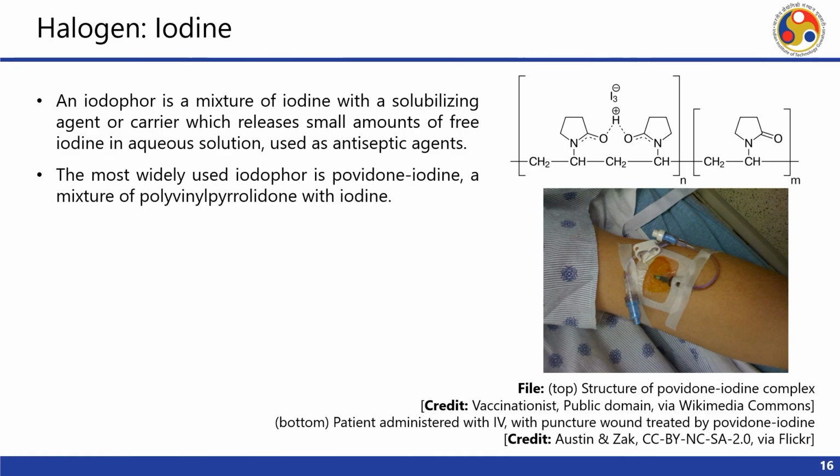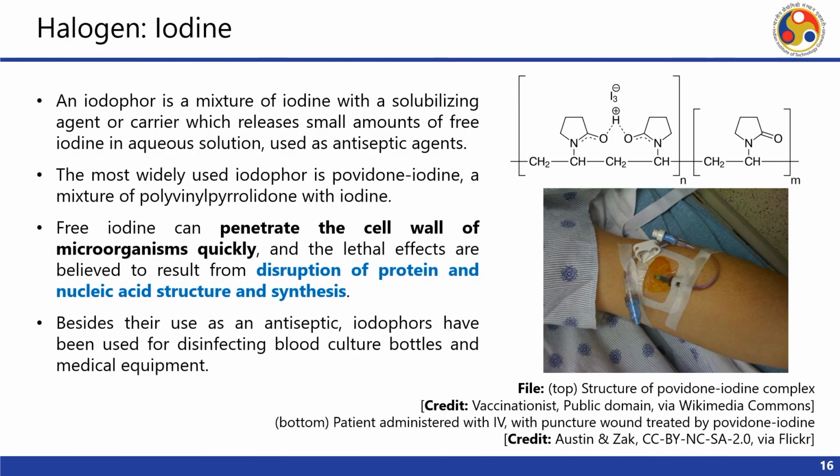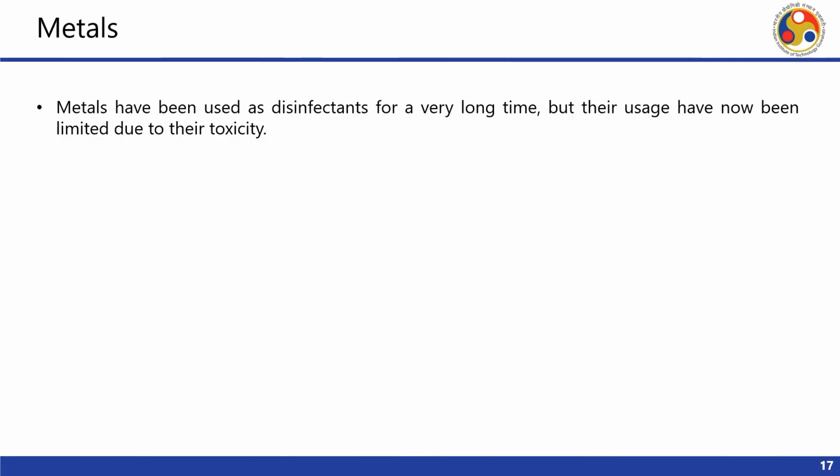The most widely used iodophore, as we have already discussed, povidone iodine, is a mixture of polyvinyl pyrrolidone with iodine. Free iodine can penetrate the cell wall of microorganisms quickly, and lethal effects are believed to result from disruption of protein and nucleic acid structure and synthesis. Besides the use as an antiseptic, iodophores have been used for disinfecting blood culture bottles and medical equipment.